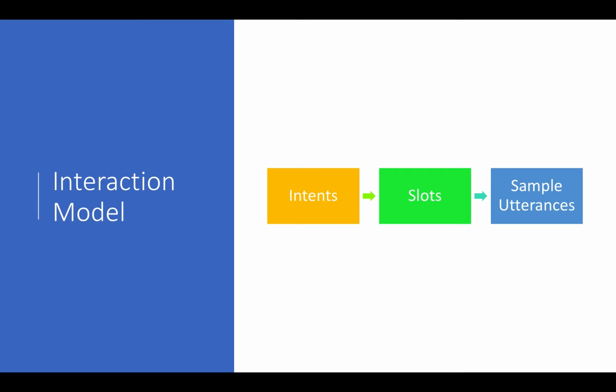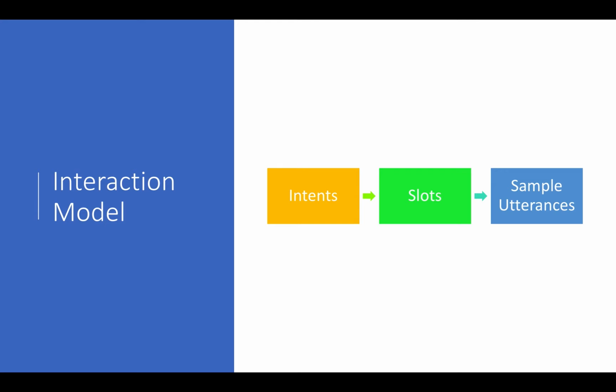So if my intent was to order, I could either order pizza or pasta or both, right? So in that case, my food slot will have 3 options: either pizza, pasta, or both.